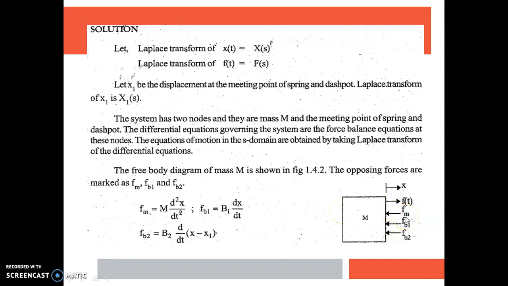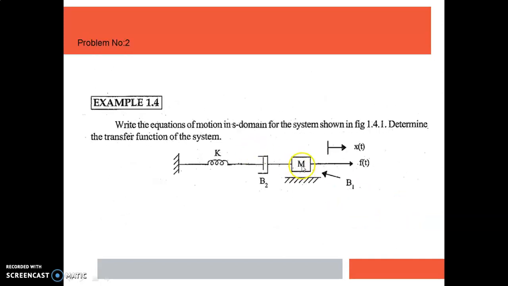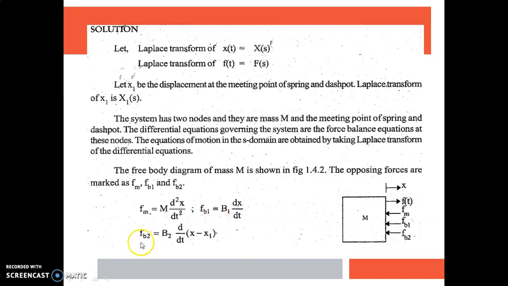Now we write what is Fm. Fm is equal to m into d square x by dt square. Then Fb1 is equal to b1 into dx by dt. Next is Fb2.